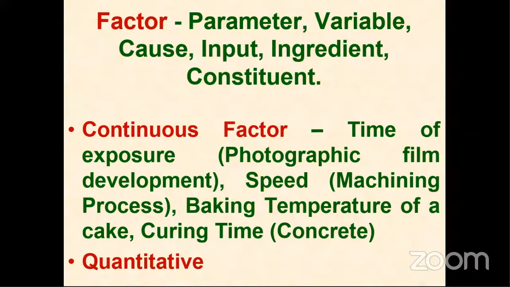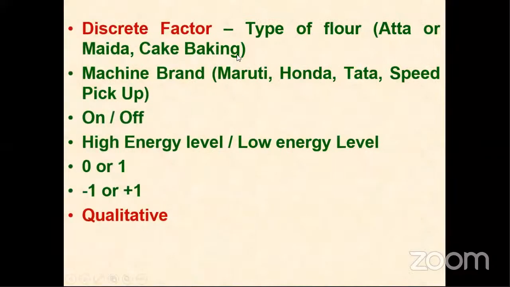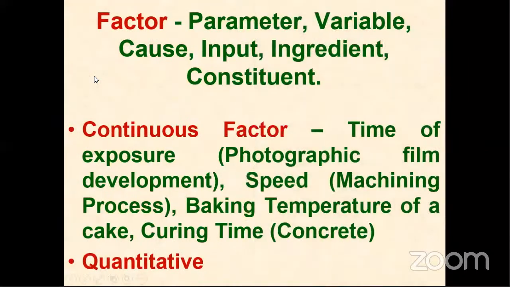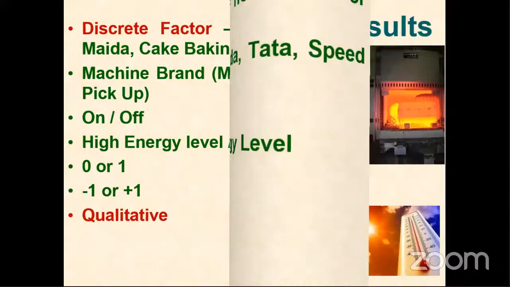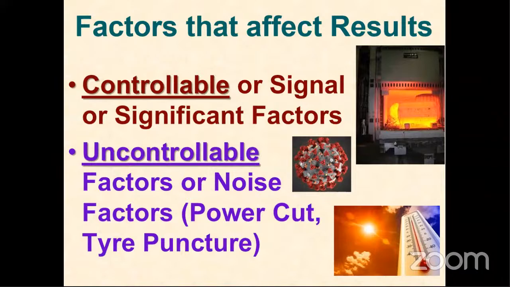Orthogonal arrays, the Taguchi technique, is beyond engineering, beyond mechanical engineering. It is a very interesting tool. Sometimes you have discrete factors, like type of flour, atta or maida for cake baking, or machine brand, Maruti, Honda, Tata. Sometimes you can go with only a factor having on, off, high energy level, low energy level. So you have discrete factors, quantitative factors, continuous factors, qualitative factors. So these are factors, the inputs.